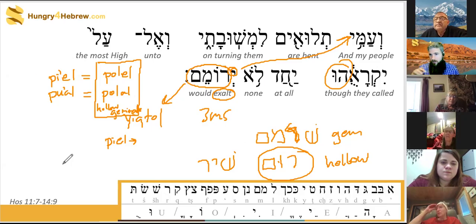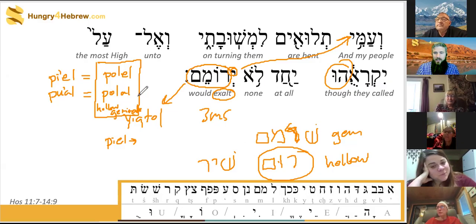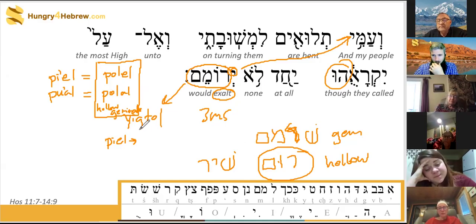It shifts. Why does it do this? Is there any other Semitic language that does this too? No. Hebrew's the only one. Yay, go Hebrew. Okay, so this is a very special form of Piel and Pual. That's my point. Questions?